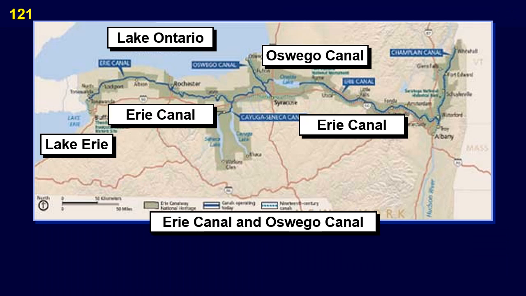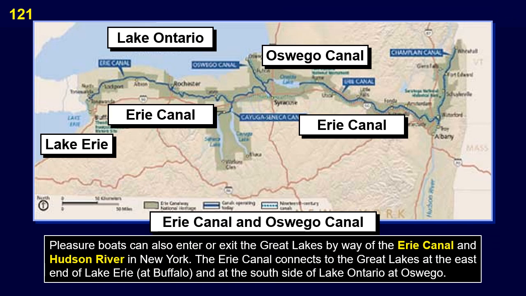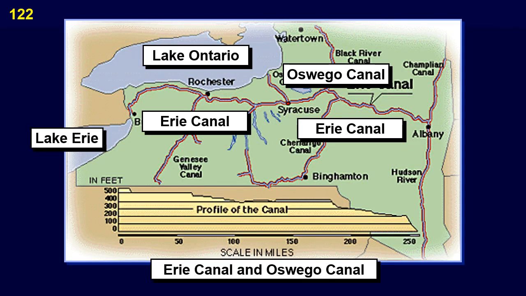Pleasure boats can also enter or exit the Great Lakes by way of the Erie Canal and Hudson River in New York. The Erie Canal connects to the Great Lakes at the east end of Lake Erie, at Buffalo, and at the south side of Lake Ontario at Oswego. This again shows the Erie Canal and Oswego Canal.